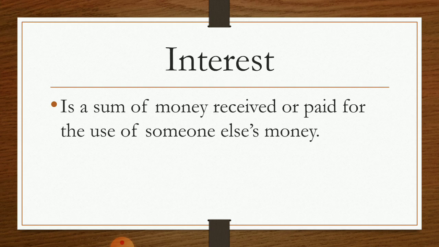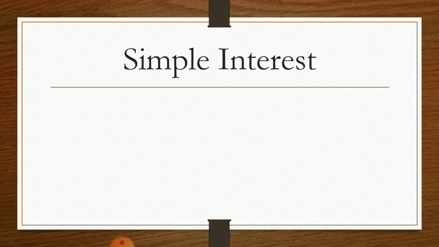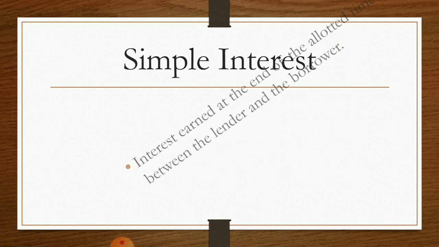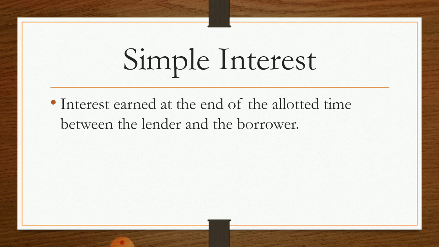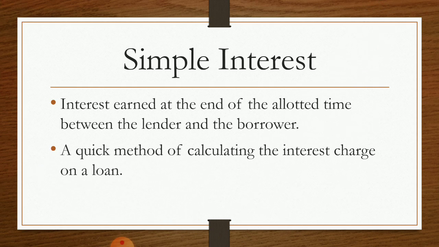So we have three types of interest. First is the simple interest. Simple interest is an interest earned at the end of the allotted time between the lender and the borrower. So it can also be a quick method of calculating the interest charge on a loan.